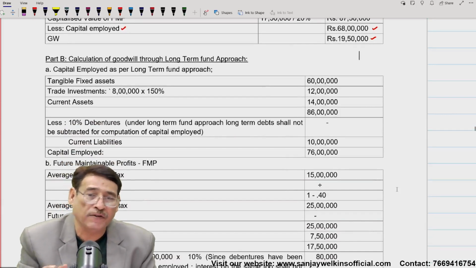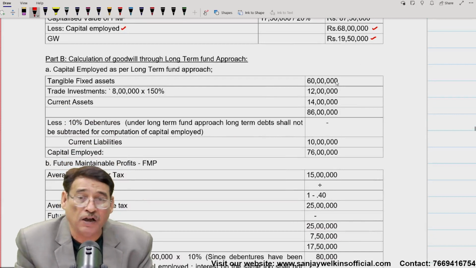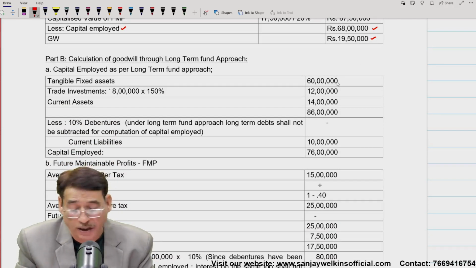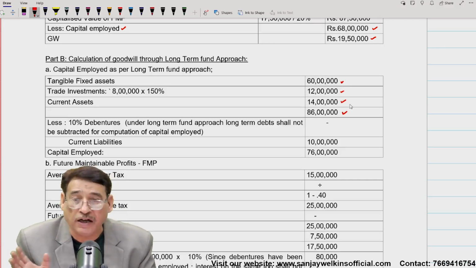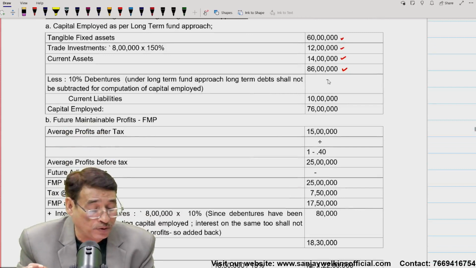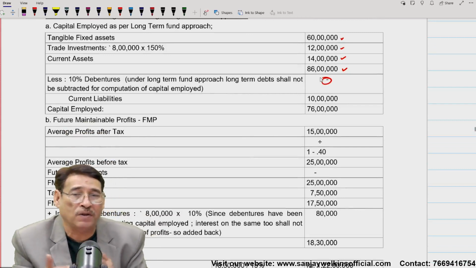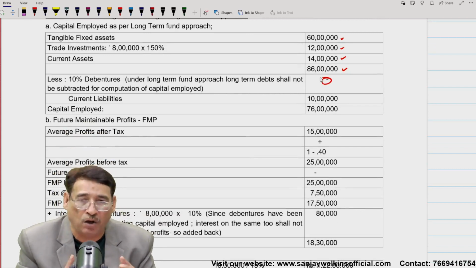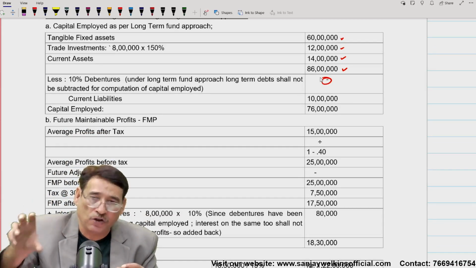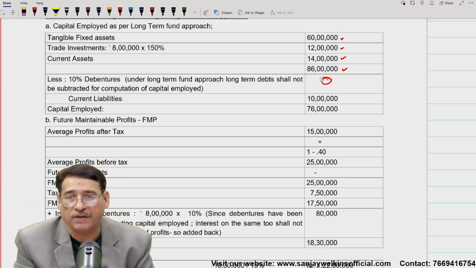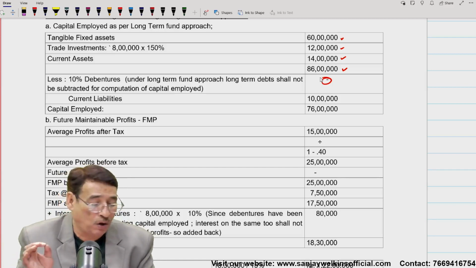Now, the only difference is this: suppose I take the long-term fund approach to compute the capital employed, what difference is it going to make? It is not going to make any difference on the asset side. The asset side will remain the same: 60 lakh tangible fixed assets, investment 12 lakh, current assets 14, total 86 lakh. Now here I am not going to subtract debentures. If I am not subtracting debentures under the long-term funds approach, that means we are considering debentures also as a part of funds. Is it clear to you or not? So the only difference is this.